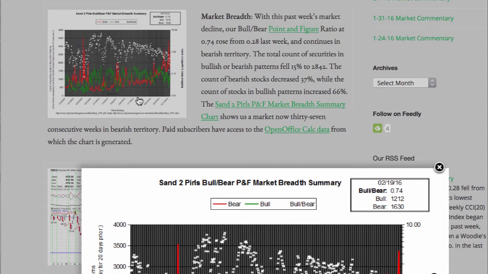The Pirls P&F Market Breadth Summary Chart shows us a market now 37 consecutive weeks in bearish territory.